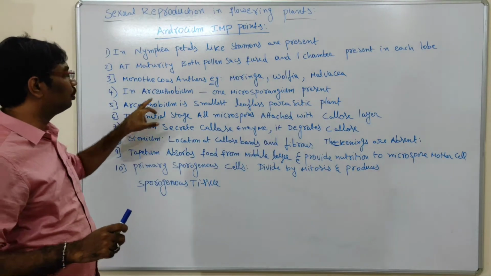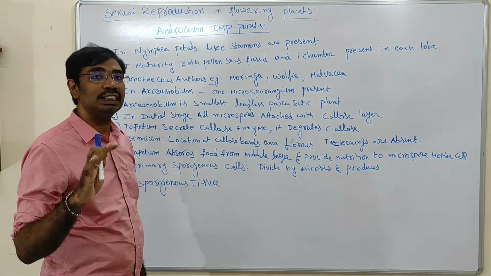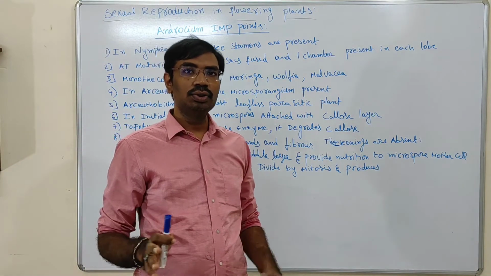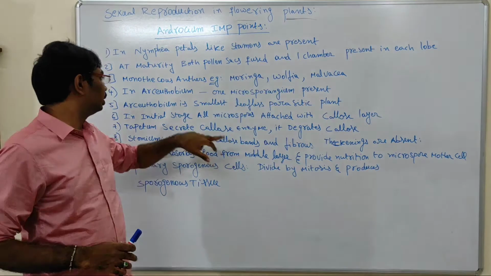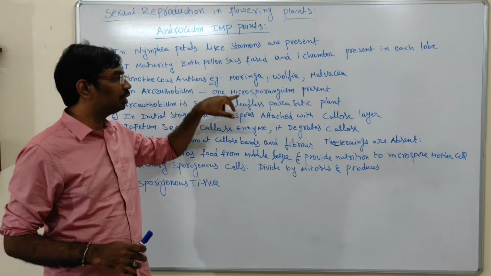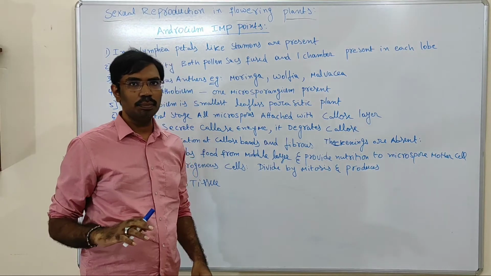Arceuthobium is the smallest leafless parasitic plant. So see here, Wolffia is the smallest angiosperm, and Arceuthobium is the smallest leafless parasitic plant.